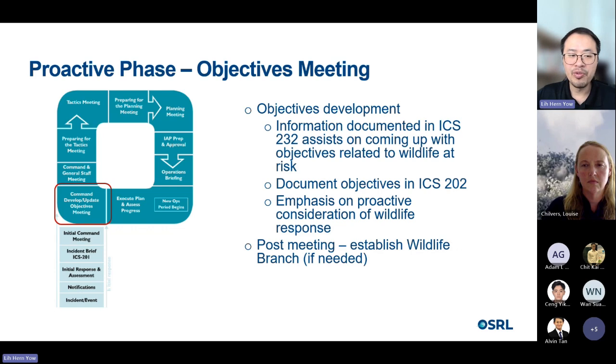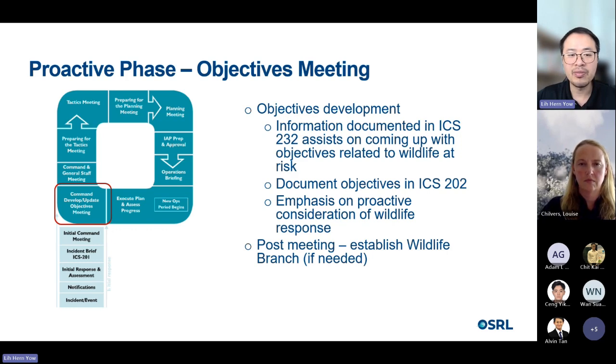While we start to move into the proactive phase, the very first thing that we look at, of course, is the objective meeting. The objective meeting is the one where the incident commander would set an objective for the operational period to be planned out for. And this, again, we would leverage on the information from ICS 232, which we mentioned just now, the resources at risk summary.